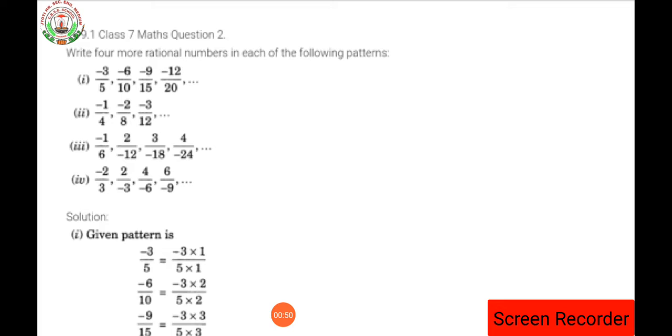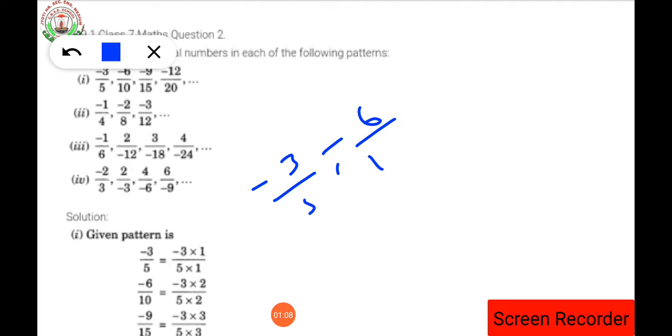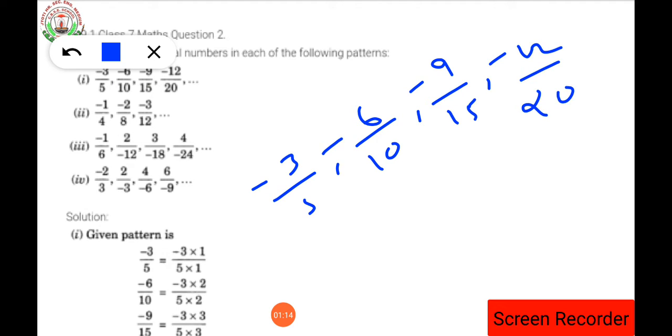Now here it is asked to write 4 more rational numbers. So in order to write 4 more rational numbers after these numbers, we have to see the pattern. So dear students, what is the pattern we are having in the first part? Minus 3 upon 5, minus 6 upon 10, minus 9 upon 15, minus 12 upon 20. This is the pattern we are having.